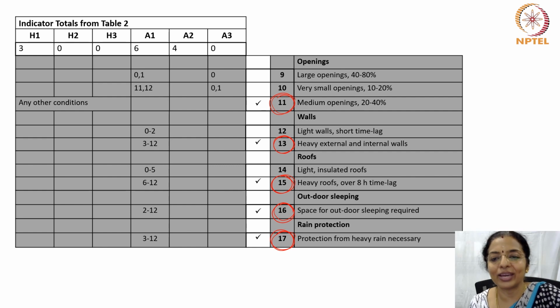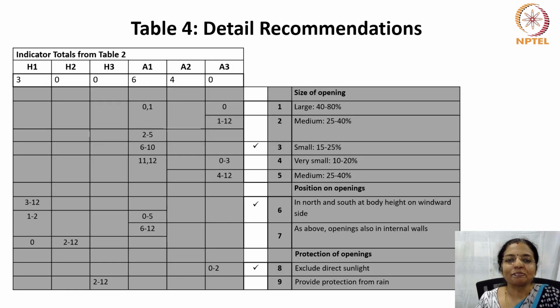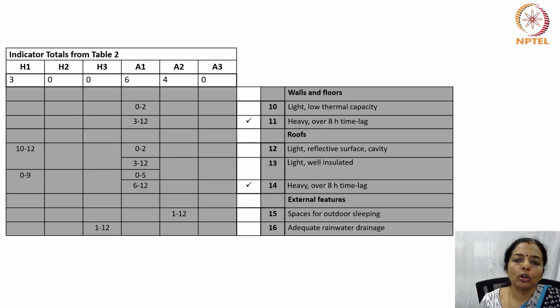So don't judge me based on the data that we got from the Met department. This is the diagnosis, and these are the detailed recommendations: the size of openings should be very small, and we should have the north and south at body height on the wind side as the position of openings, and we must exclude direct sunlight. Also, the walls and floors must be heavy with over 8 hours time lag, and the roof must also be heavy with over 8 hours time lag.